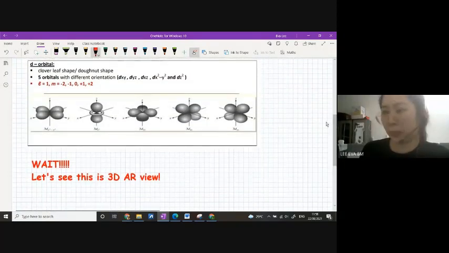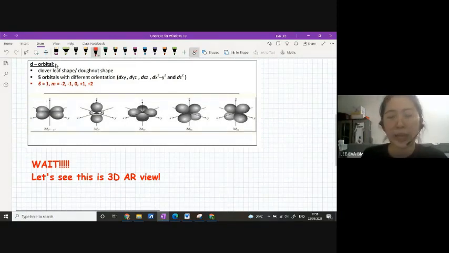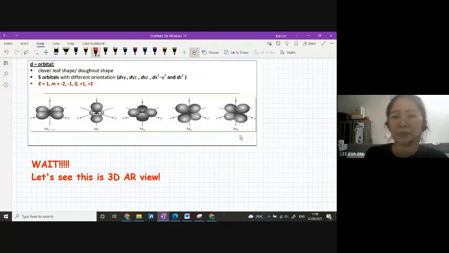Let's see d orbitals. For d orbital, there are two basic shapes. We can either use the clover leaf shape or the donut shape. There are altogether 5 orbitals: dxz, dxy, dyz, dx square minus y square, and dz square. Here you need to do a lot of practice. So madam will show you in an AR view.